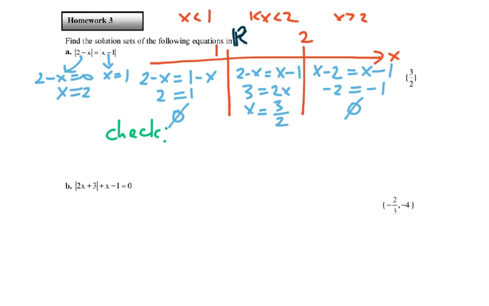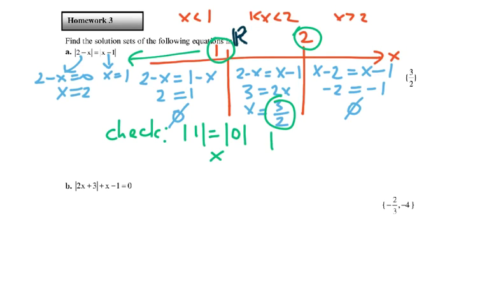All right, so we should now also check. To check these, we should substitute the breaking points and the possible solutions into our original equation to see if they work. So let's see, the absolute value of 2 minus 1, well, that's 1. Is that equal to 1 minus 1? No.